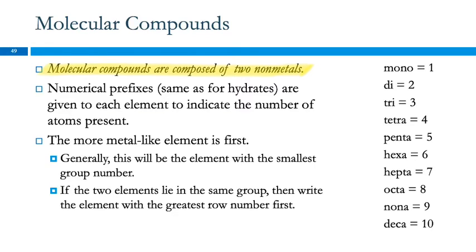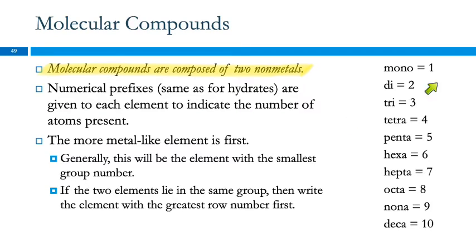I won't really test you on this at all, but just so you know, why does one element always come first? Why does the nitrogen come first and then the oxygen? Why don't you write it the other way around? We write the more metal-like element first. Generally, it'll be the element with the smallest group number. That's just sort of explanation. I'm not going to test you on that.